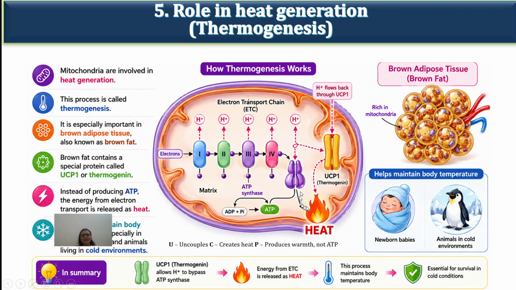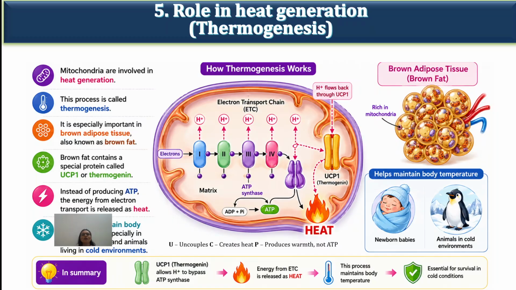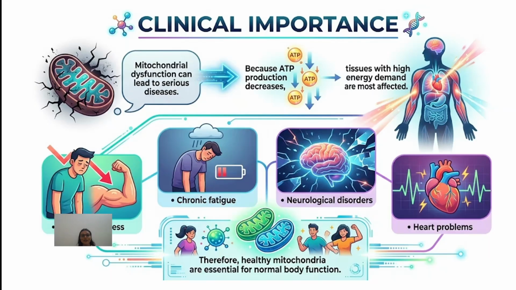This heat is important. We all know many animals and human beings live in very cold environments, and still they can survive in that environment. Why? Because this process occurs in these animals and they can survive. So this helps maintain body temperature, especially in newborn babies and animals living in colder environments. So these are all the things about the function of the mitochondria.